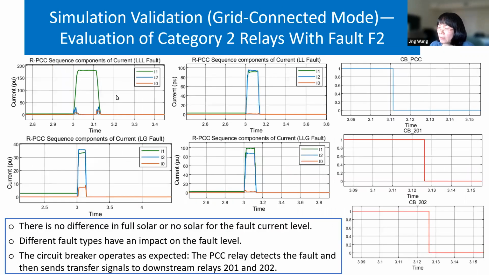You can see under different fault scenarios and how the different sequence components look like. So the conclusion is similar as previous category 1 relay under grid connected mode, and the relay tripped as expected. So PCC relay is a responsible relay in this case, and it tripped 6.9 cycles after fault happened, and the downstream relay tripped the circuit breaker at 7.8 cycles. So the relays operate as expected.